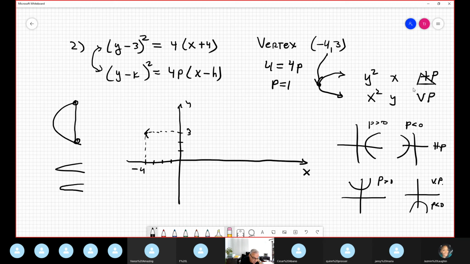But the focus is located P distance from the vertex in the same direction. So always the focus lies inside the parabola. So my focus lies here, at the point that I suppose is negative 3, 3. This point was the vertex negative 4, 3.